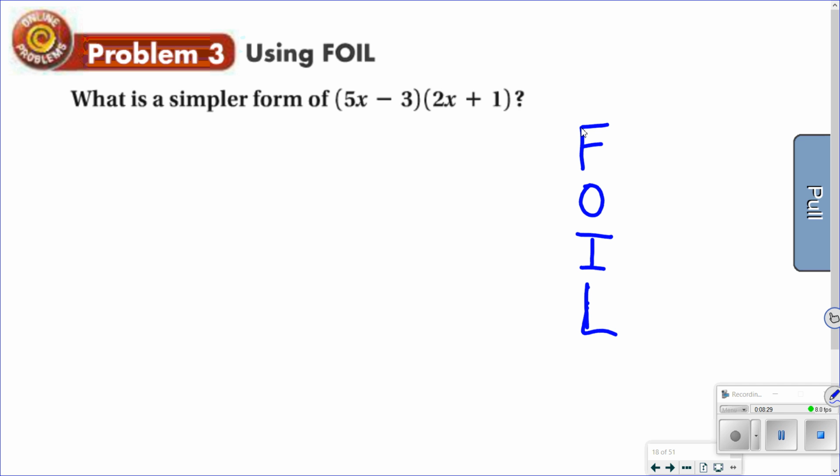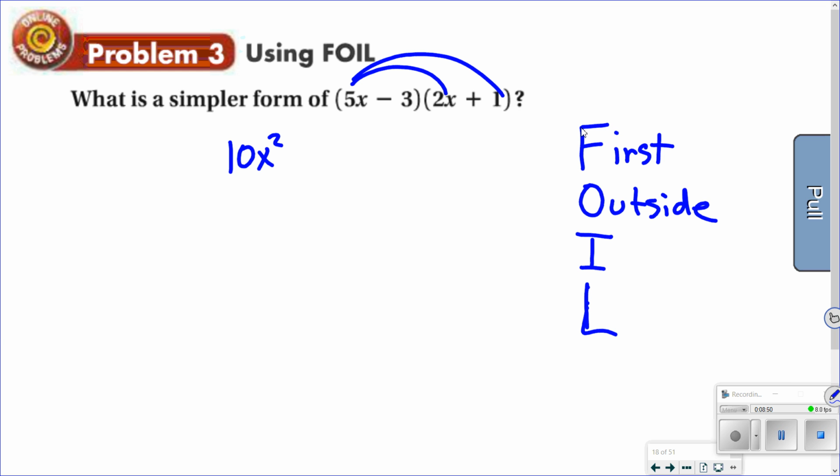So if you wrote down FOIL, the F stands for multiplying the first two terms together. And what it means by that is you multiply the 5x and the 2x together. So 5x times 2x is 10x squared. The O stands for the outside two. So the outside two would be those two, 5x times 1. That was just 5x. The I stands for the inside. The inside two, that would be those two right there.